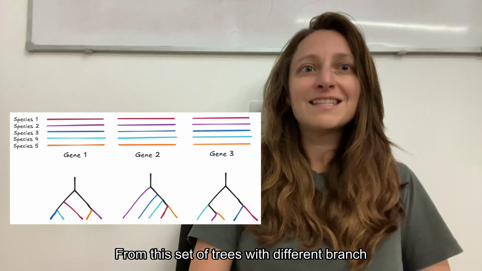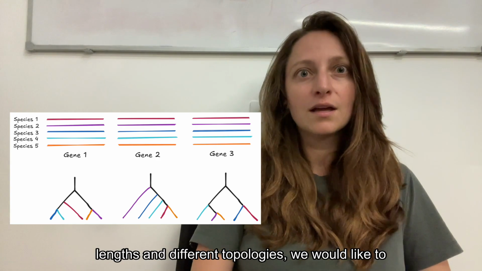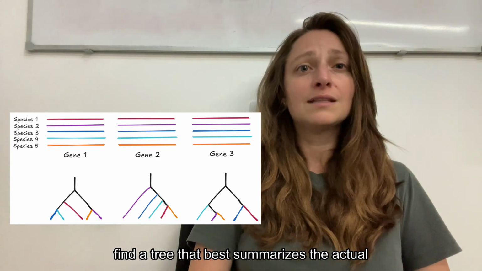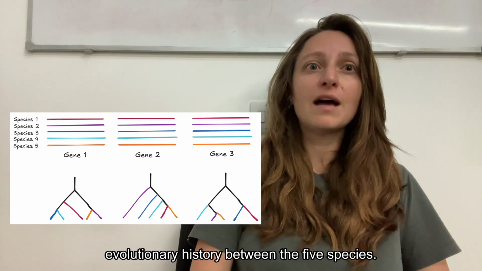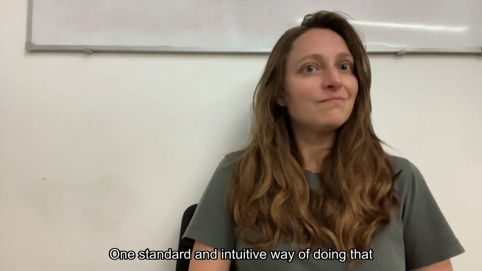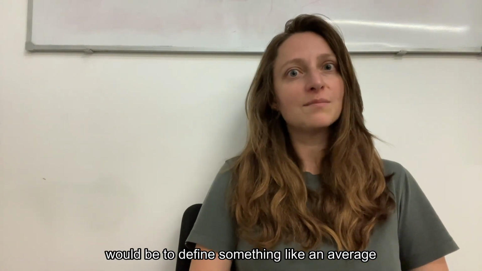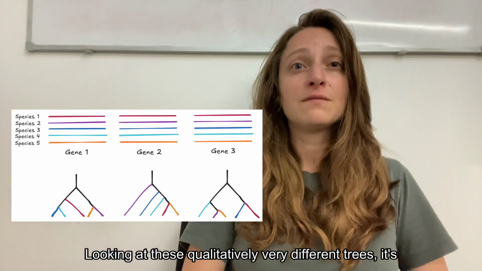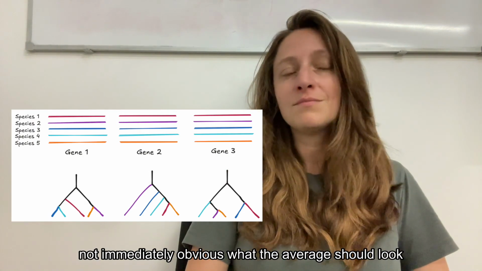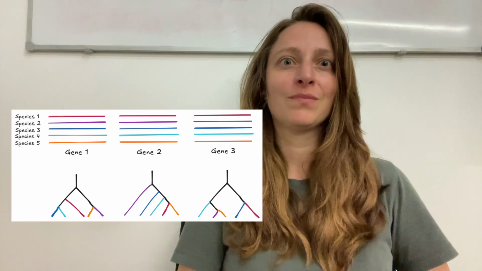From this set of trees with different branch lengths and different topologies, we would like to find a tree that best summarizes the actual evolutionary history between the 5 species. One standard and intuitive way of doing that would be to define something like an average of these gene trees. Looking at these qualitatively very different trees, it's not immediately obvious what the average should look like.